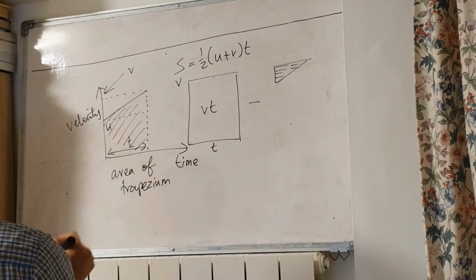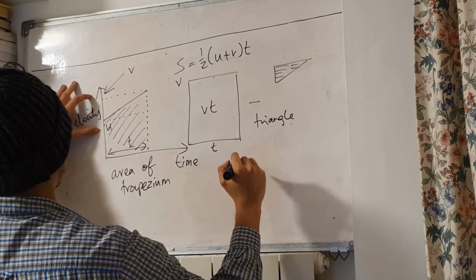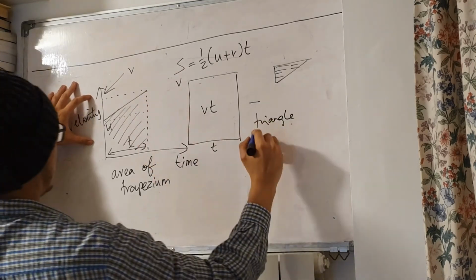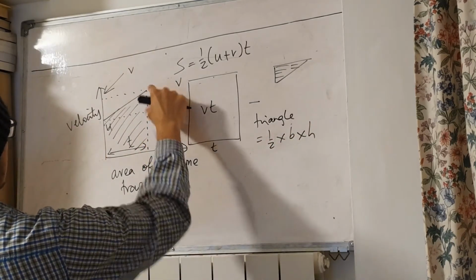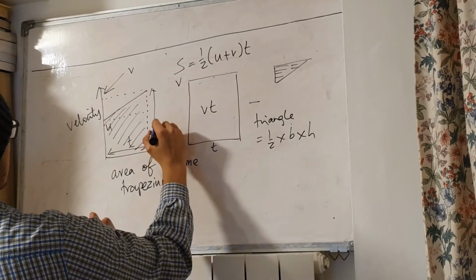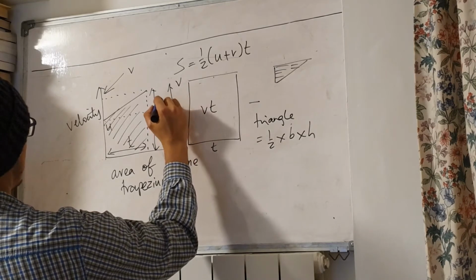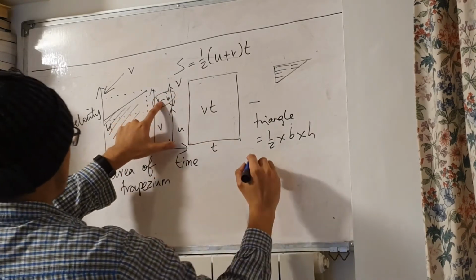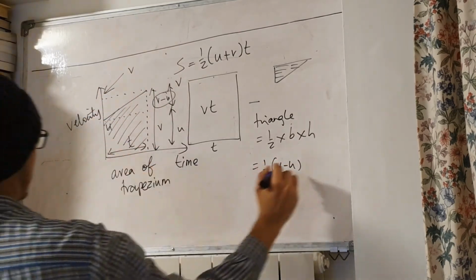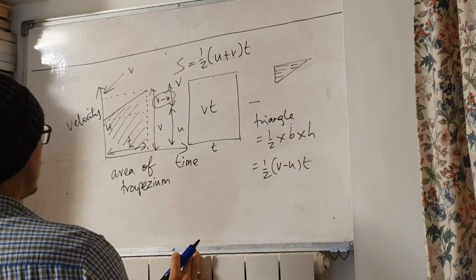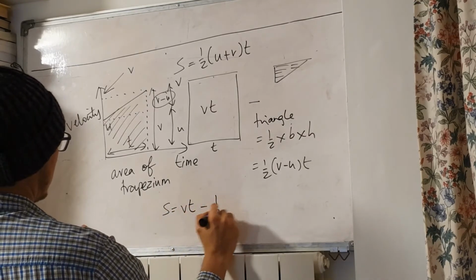What is the area of the triangle? So you want to work out half times base times height. So the base would be, well, the whole height is v, and you know that at the beginning it is u. So you know that that small distance, the base, is v minus u, and what is the height? It's t. So the area of the triangle is half v minus u times t.